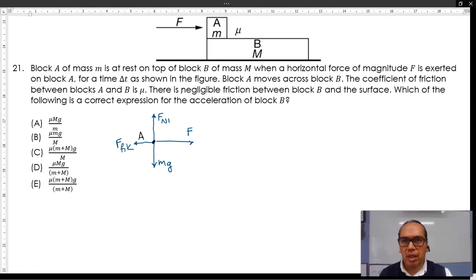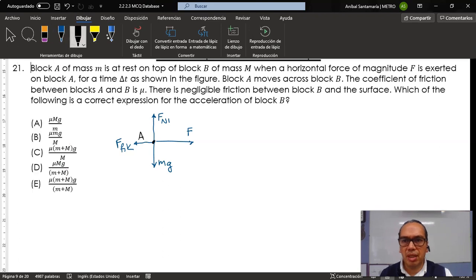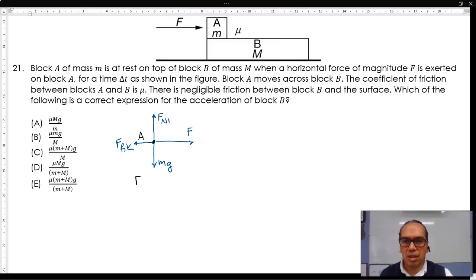Talking about equations, this means that the applied force minus mu times the normal force 1 is equal to lowercase m times the acceleration of block A. On the other hand, there is no acceleration in the y direction, so normal force 1 minus mg has to be equal to 0, which means that the normal force 1 is equal to the weight of block A.